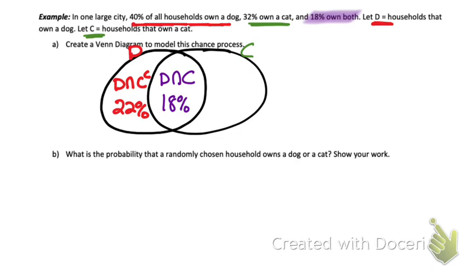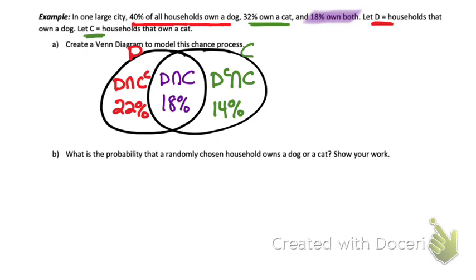Let's go over here now. Cat. What is the total amount for the cat circle? 32. How much have I already taken care of? So how much goes here? 14%. What is the notation for that part of the circle? D complement and C. I have a question for you. Can I say that this is C and D complement? Yes, I can.